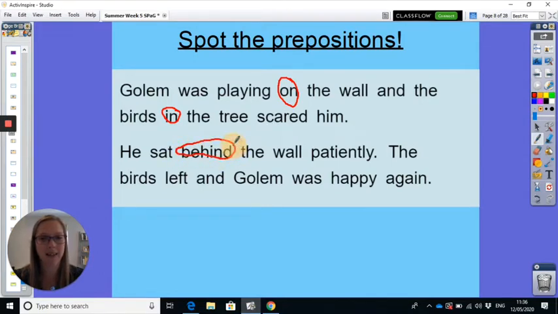Behind. There we go. The birds left and Gollum was happy again. Okay, well done if you got those.